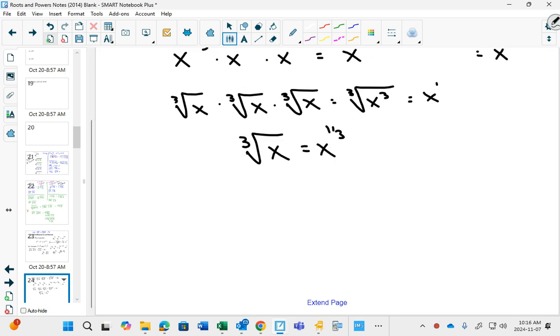Now you guys are pretty smart, but I'm going to try to see if I can trick you. What do you think the 7th root of x would be as an exponent? If the square root is x to the half and the cube root is x to the third, what do you think the 7th root would be? It is x to the 1/7. Oh, all right.